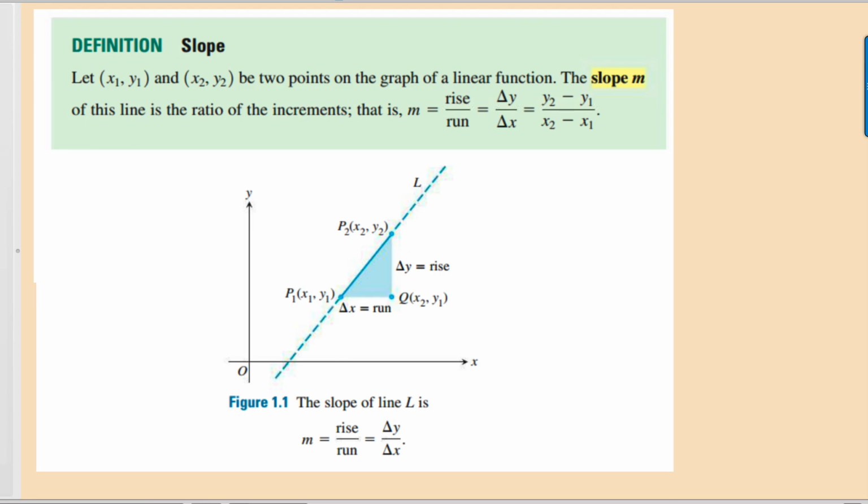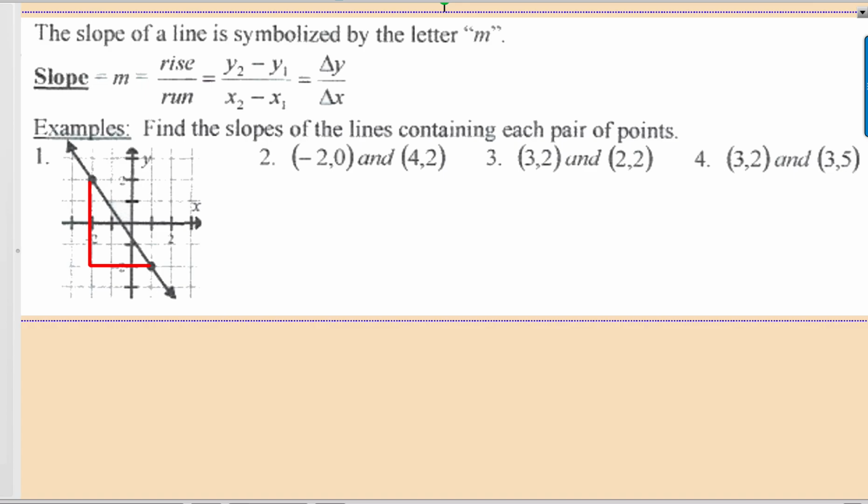Slope. This is the definition of slope. We see it as rise over run, delta y over delta x, where we find the difference between the y's and the difference between the x's. The slope of the line is symbolized by the letter m. Let's go ahead and do some examples.